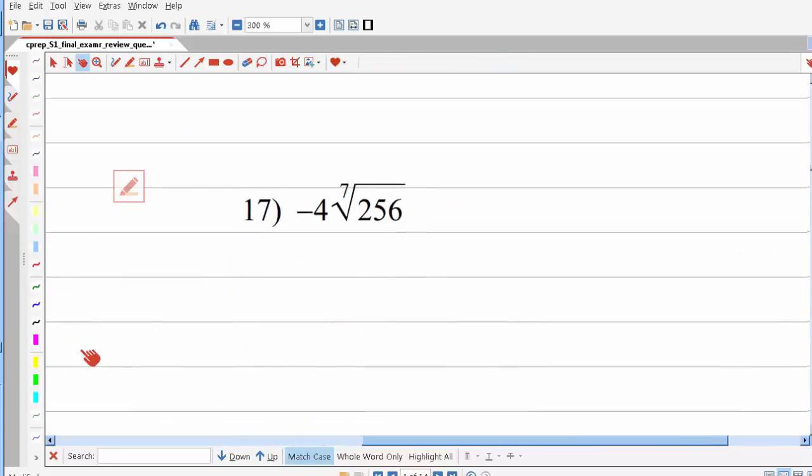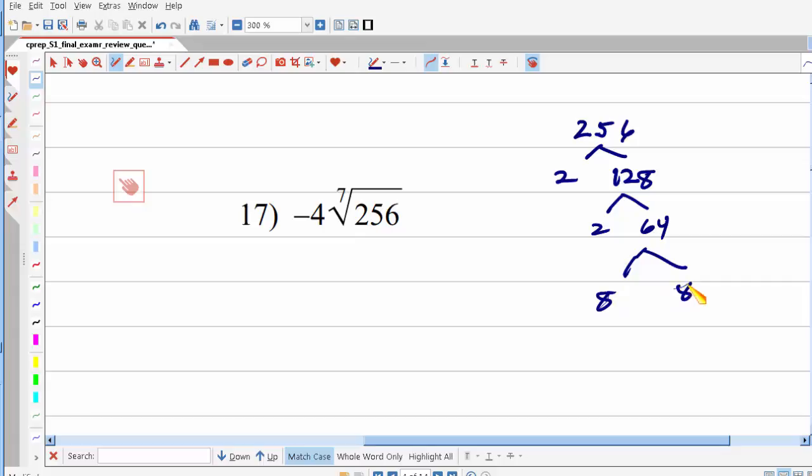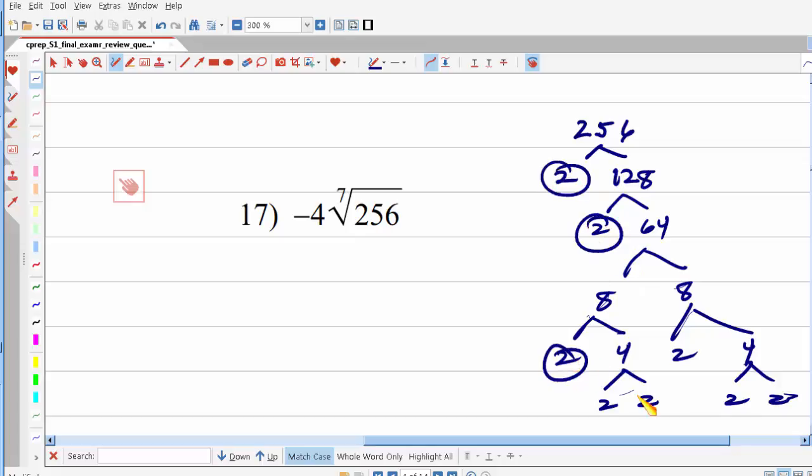Okay, that's 16. 17, same thing. 7th root of 256. Okay, so I'm going to do a big factor tree here. It's going to be 2 and 128. And that's 2 and 64. That's 8 and 8. That's 2 and 4. 2 and 4. 2 and 2. 2 and 2. So I have 1, 2, 3, 4, 5, 6, 7.